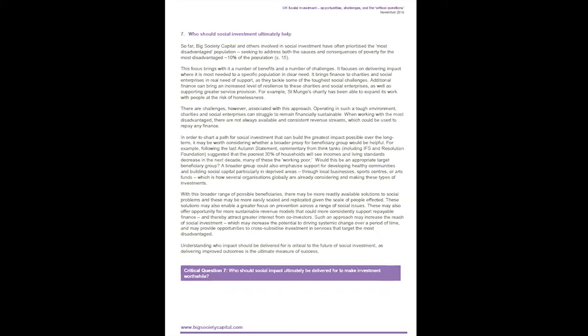However, they do not necessarily have to be the only target of support from social investment and the charities and social enterprises it supports. There are reasons to suggest that purely focusing on this group of the population could be problematic. We know that many organizations focusing purely in this space do struggle to remain financially sustainable. We know that there is a broader group of beneficiaries out there who are really suffering as well. Reflecting on comments from the last autumn statement and IFS and others, certainly the poorest 30% of households will see incomes and living standards decrease in the next decade. So there could be other appropriate target groups that would reach a broader group of beneficiaries.